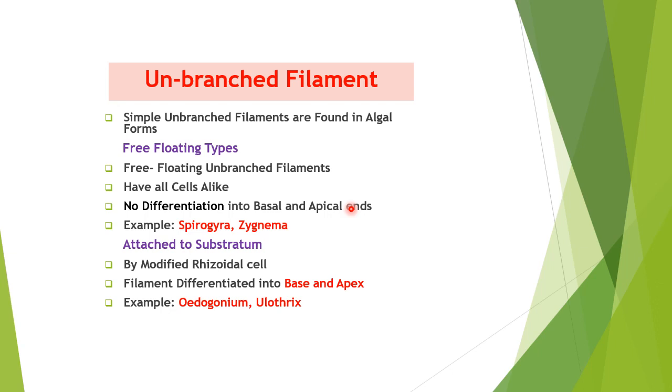There is no polarity in the filament, no base and apical portion, as we have in Spirogyra or Zygnema. But there are forms which are attached to the substratum by means of modified rhizopodial cells, and the filament is differentiated into a base and apex. We have Oedogonium, we have Ulothrix. So these are the filamentous algae.